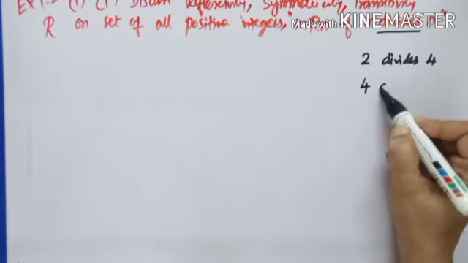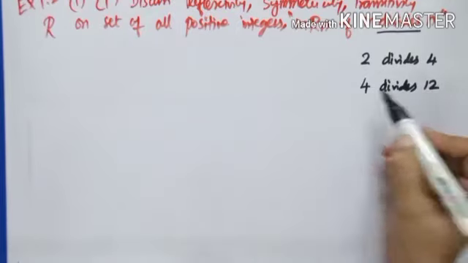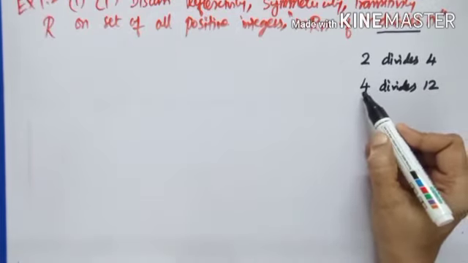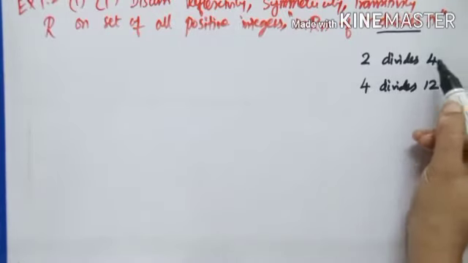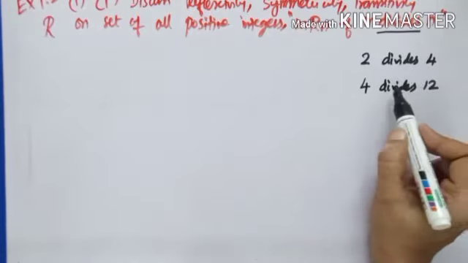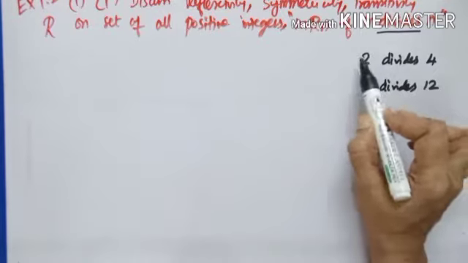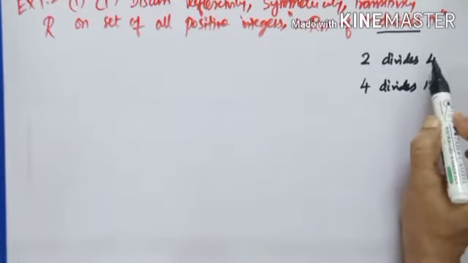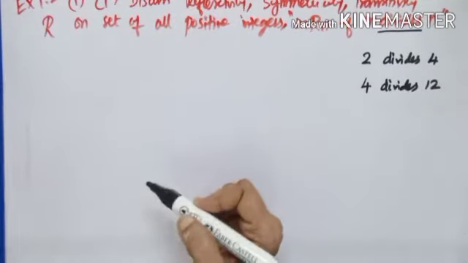I can also say 4 divides 12. So this number should be smaller, and this number should come in its multiplication table. 4 comes in the 2 table, 12 comes in the 4 table. So this is just an idea for you. Divides implies this must be a small number, this must be a bigger number and a multiple of this. Well, coming back to the question.